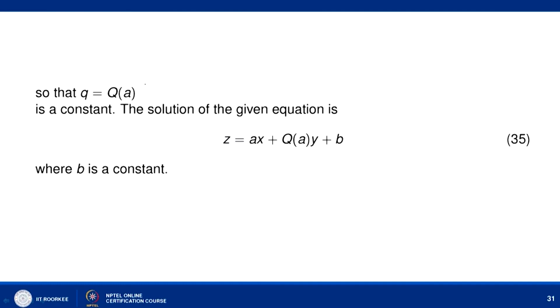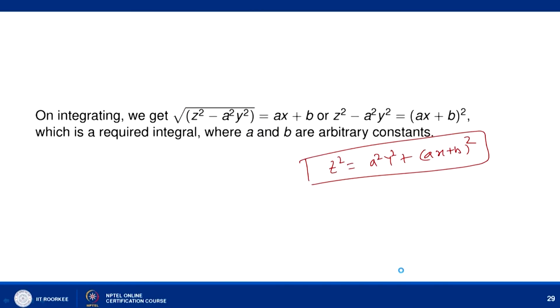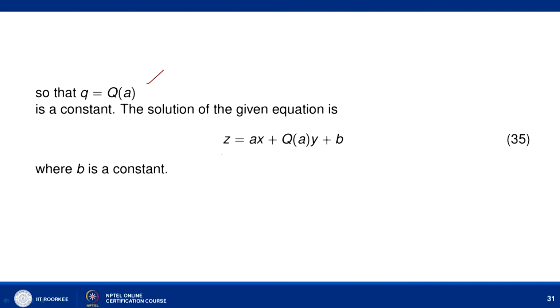So that you can find out q as some function φ(a), which you can obtain from here also, that if f(a, b) equal to 0, then from here also you can find out b as a function of a. So here we can simply say that in this case your solution is z equal to ax plus, because dz equal to p dx plus q dy, where p is equal to a and q is simply φ(a), and when you integrate you have z equal to ax plus φ(a) y plus some b.